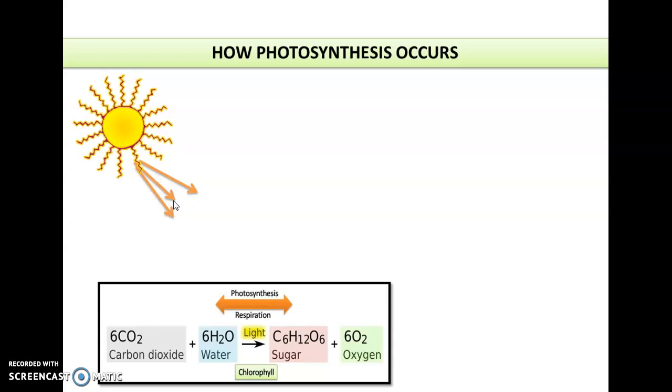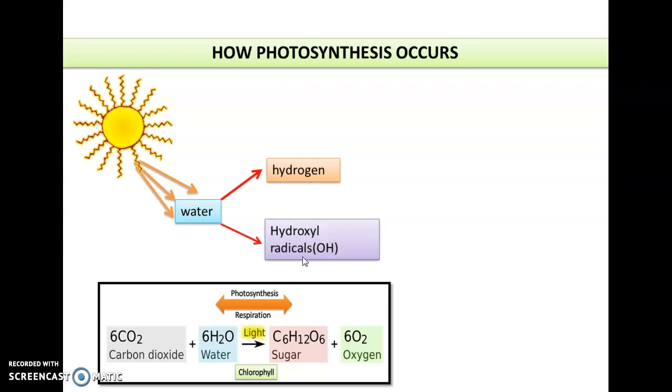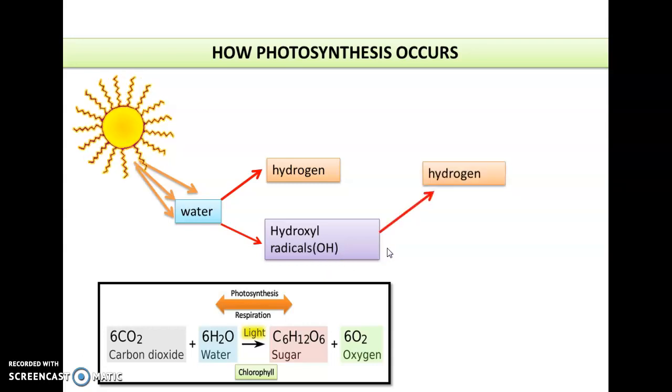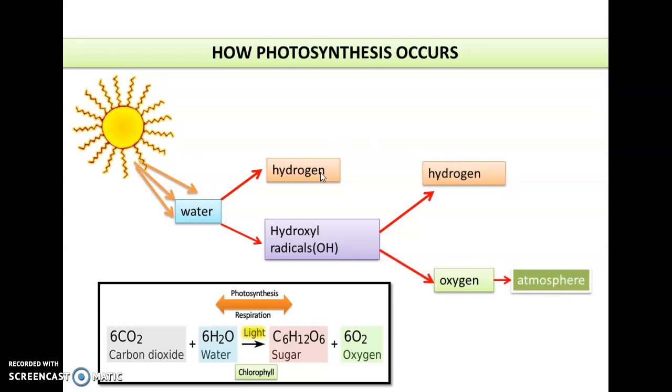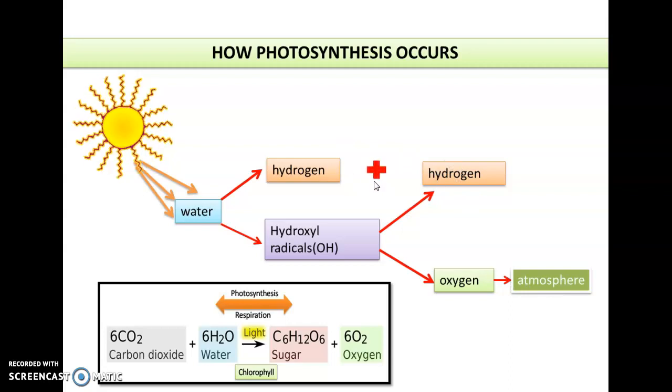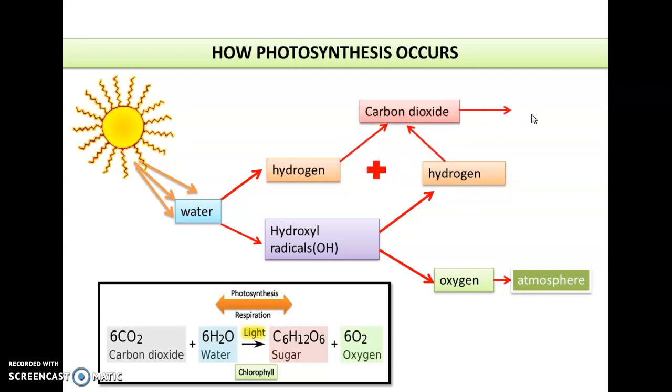Sunlight falling on the leaves is absorbed by the chlorophyll as solar energy. This solar energy helps to split water molecules into hydrogen and hydroxyl radicals, which are highly reactive. So oxygen from this OH group, right? So oxygen from this OH group is released into the atmosphere, and the remaining hydrogen combines with carbon dioxide to give glucose. So in this way photosynthesis occurs.